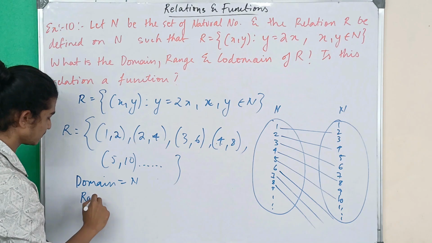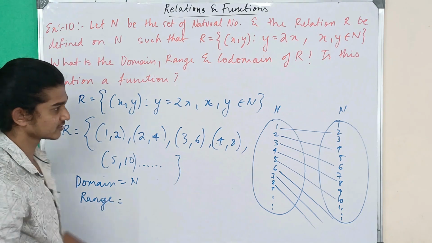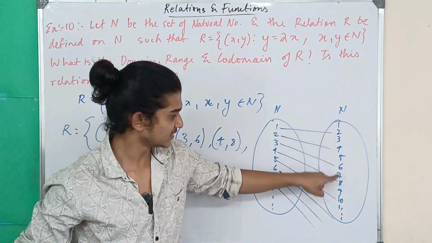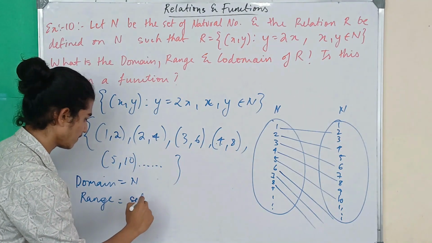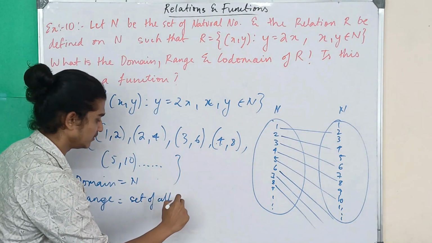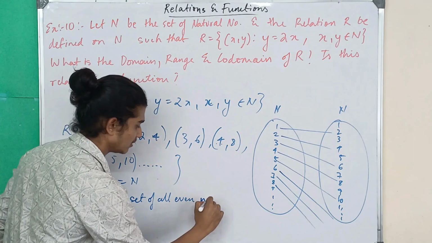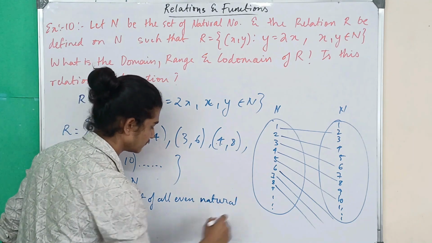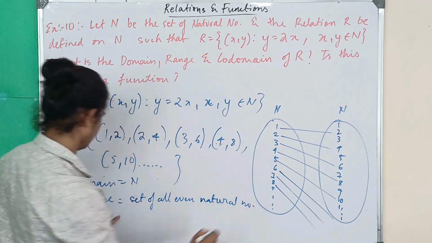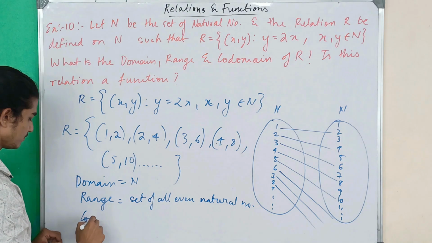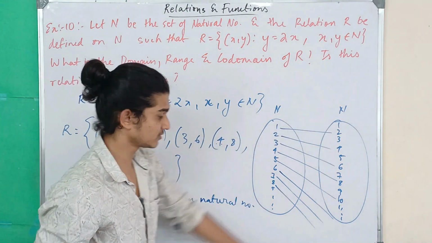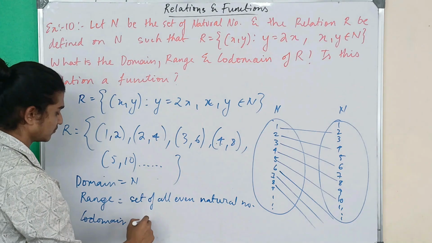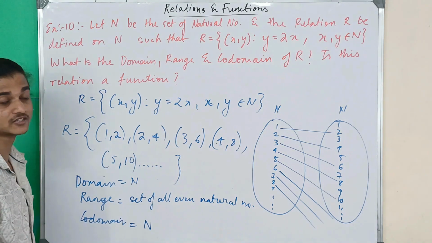Our range is, you can see, 2, 4, 6, 8, 10, and so on. So the set of all even natural numbers is our range. And our codomain, as I told you, is always the second set. So codomain is the set of all natural numbers. So this is the answer for the 10th one.